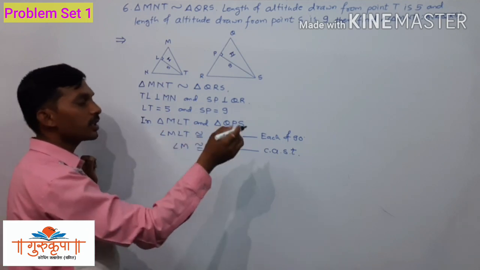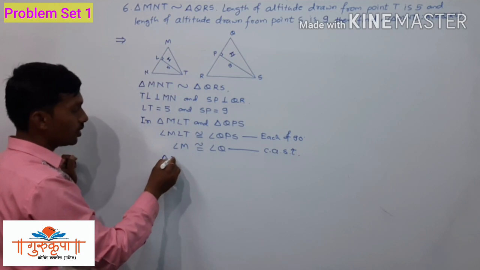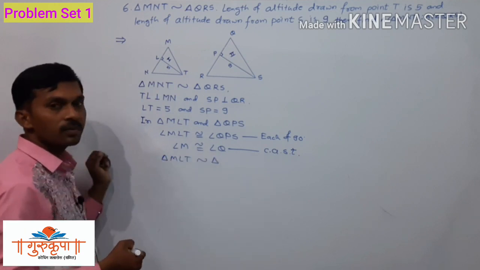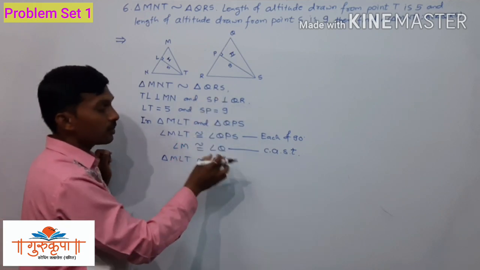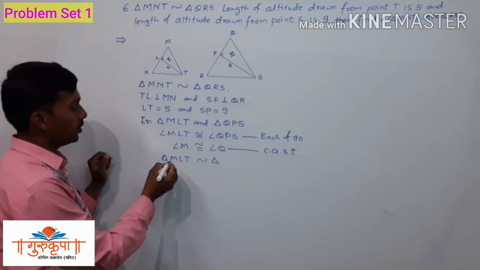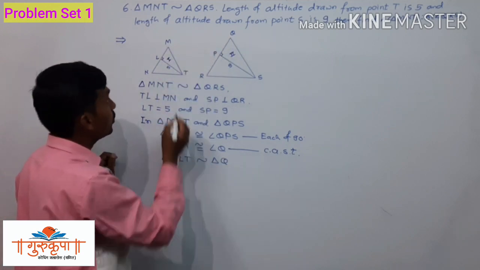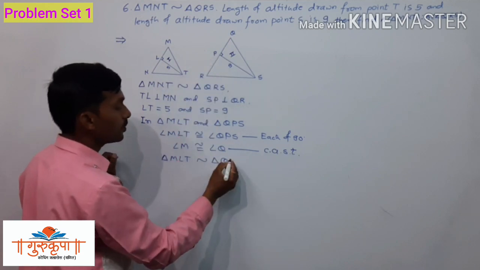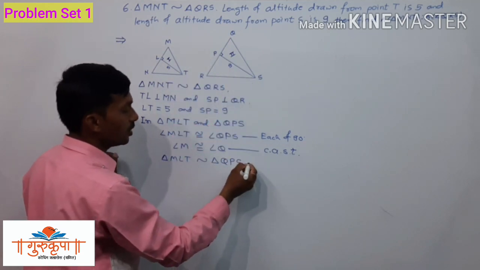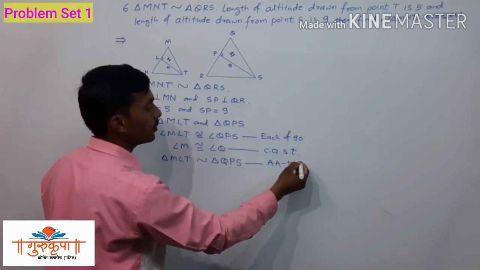So simply you can write the given information. Now both the triangles are similar to each other, that is triangle MNT is similar to the other triangle. Now we have to write the name of the other triangle according to one-to-one correspondence. Corresponding point of M is Q, corresponding point of L is P, and corresponding point of T is S. And here the reason is AA test of similarity.